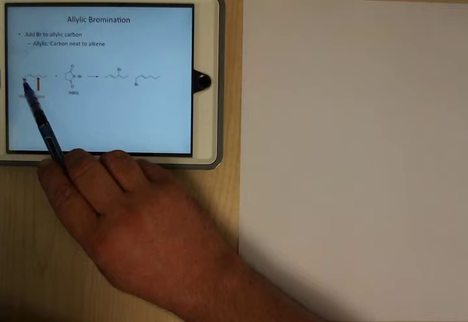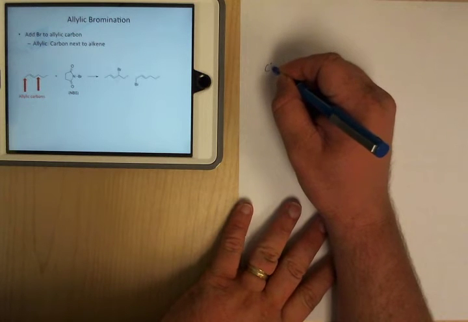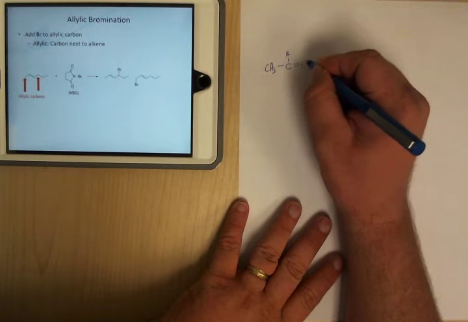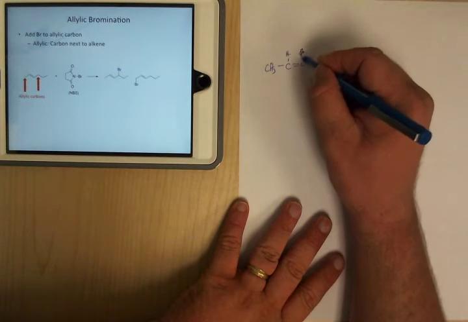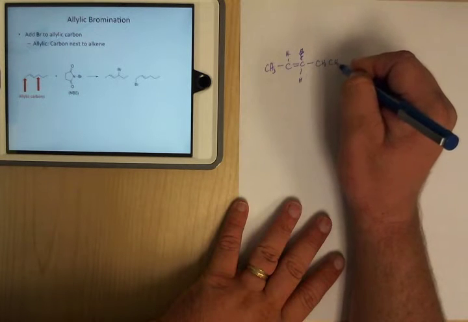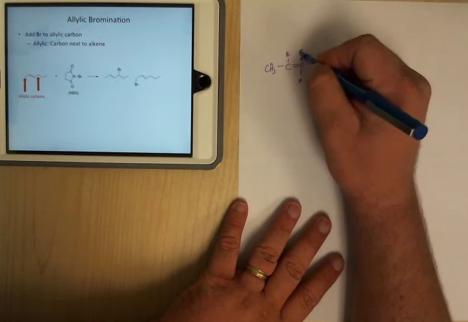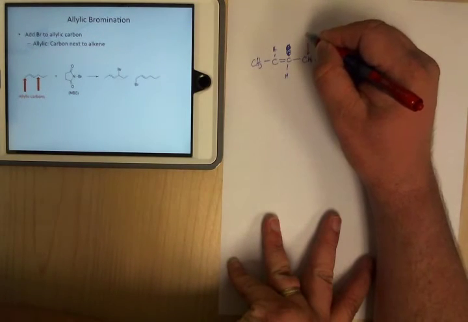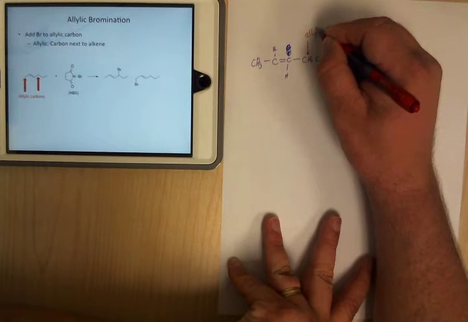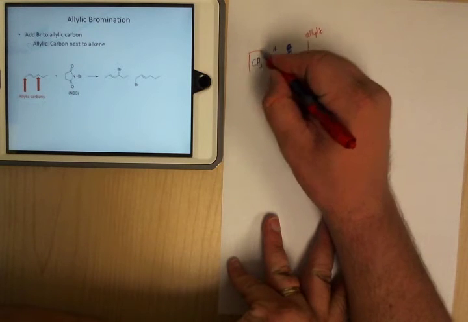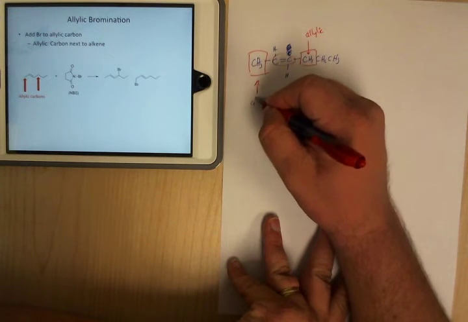In this case, this carbon here is the allylic. So here it's CH3. Actually, I should draw it like this because it's trans. So you're one carbon away, so this is allylic. Here's the double bond, so you're one carbon away, so it's there, but then there's also the one here. So this is also allylic.